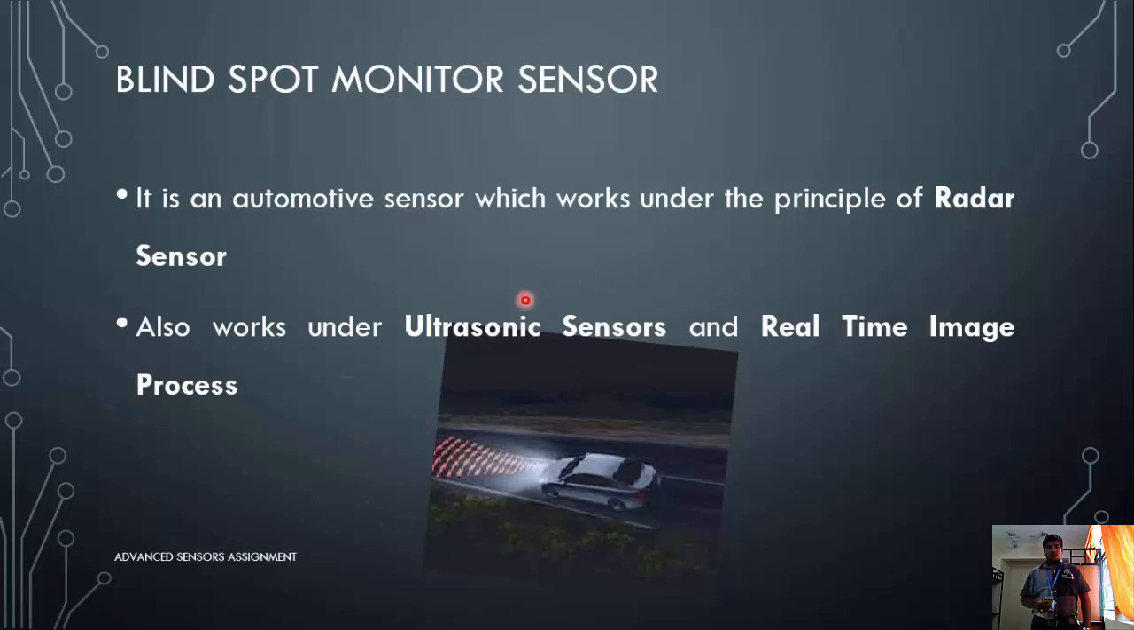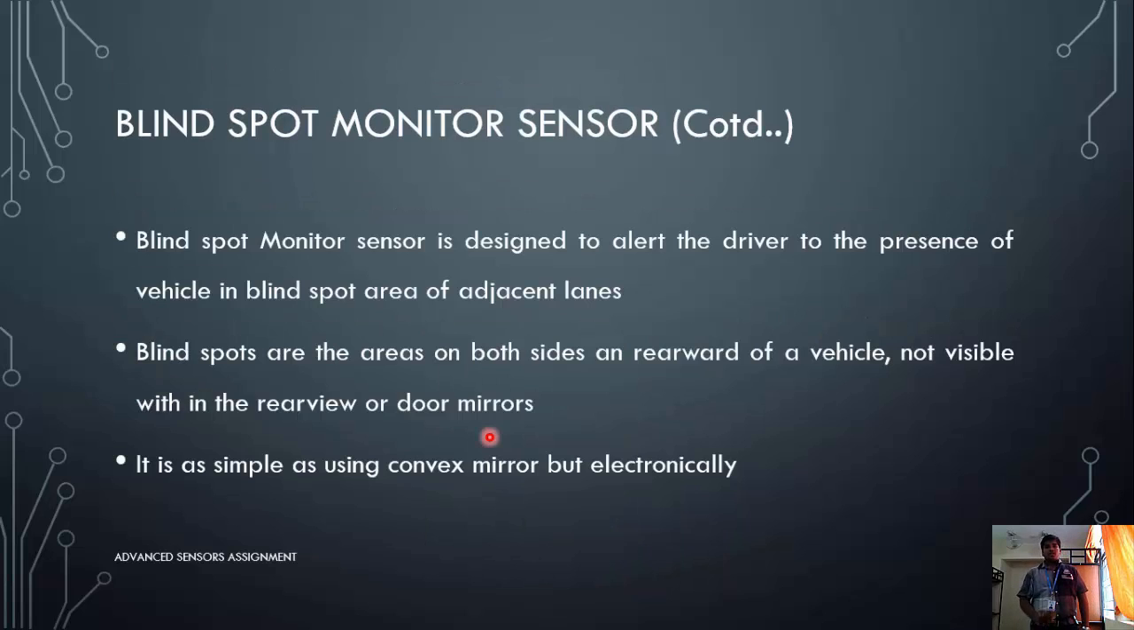These rays you are observing here in this slide are the car producing radar waves in a certain range. The blind spot monitor sensor is designed to alert the driver to the presence of a vehicle in the blind spot area of the adjacent lane. What is meant by blind spot? The meaning of blind spot we will discuss in later slides.